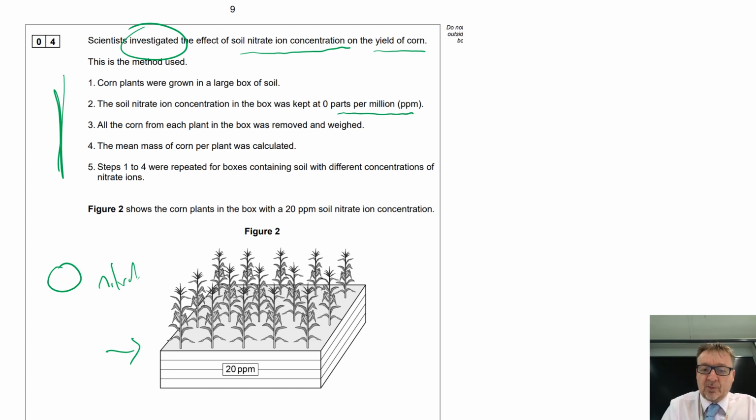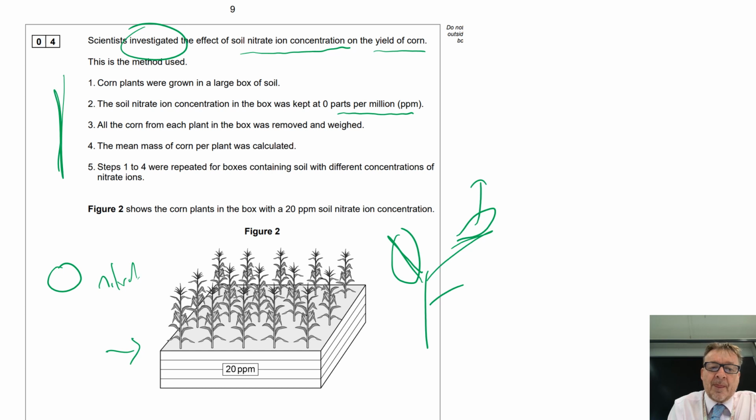So what they got is a corn plant. There's a corn plant. It's got corn growing out of it. Well, that just looks really weird. I should never have done that. That doesn't look anything like it. So all the corn from each plant in the box was removed and weighed. I assume that's after a set amount of time. The mean mass of the corn per plant was calculated.